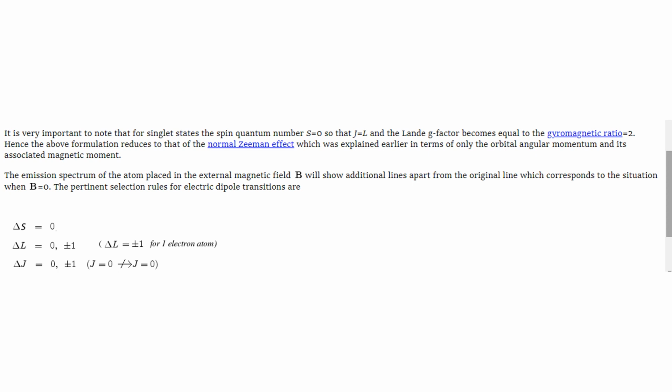The emission spectrum of the atom placed in external magnetic field B will show additional lines apart from the original lines, which correspond to the situation when B is equal to 0. The pertinent selection rules for electric dipole transitions are del S is 0, del L is 0, plus or minus 1, and so on, and so del J will be 0, plus or minus 1.